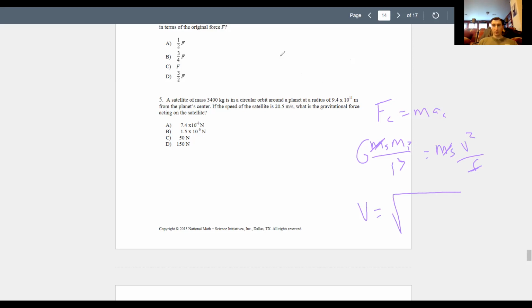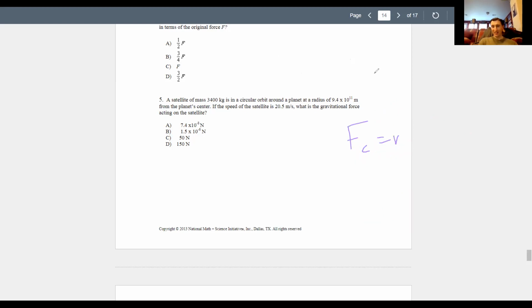So I did too much here. Sorry, I did too much. F_c equals M V squared over R. Sorry, I was going way into it. It's very easy here, you can just plug and chug. Mass of the planet, no, I'm sorry, that's the mass of the satellite, 3400. Velocity is 20.5 squared over R, which is 9.4 times 10 to the 11th.